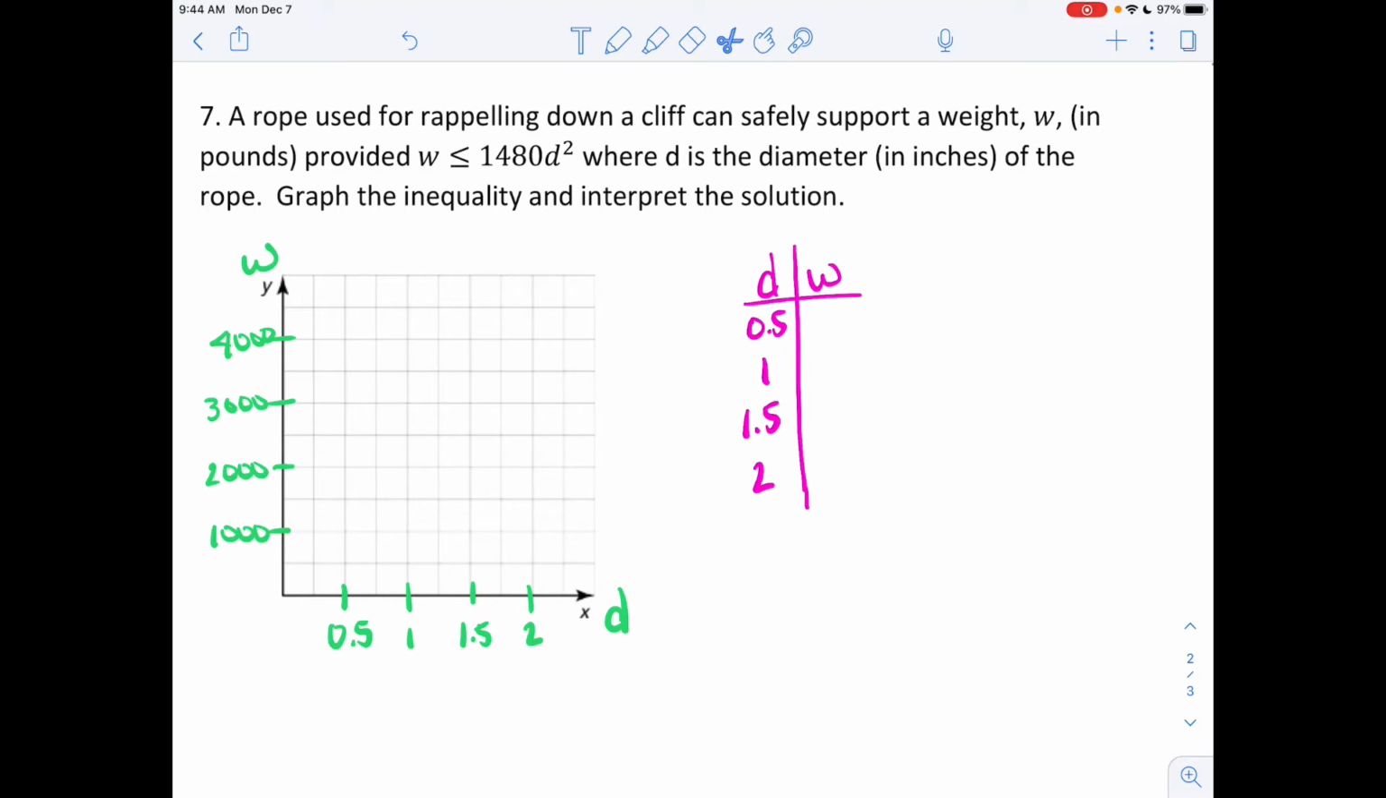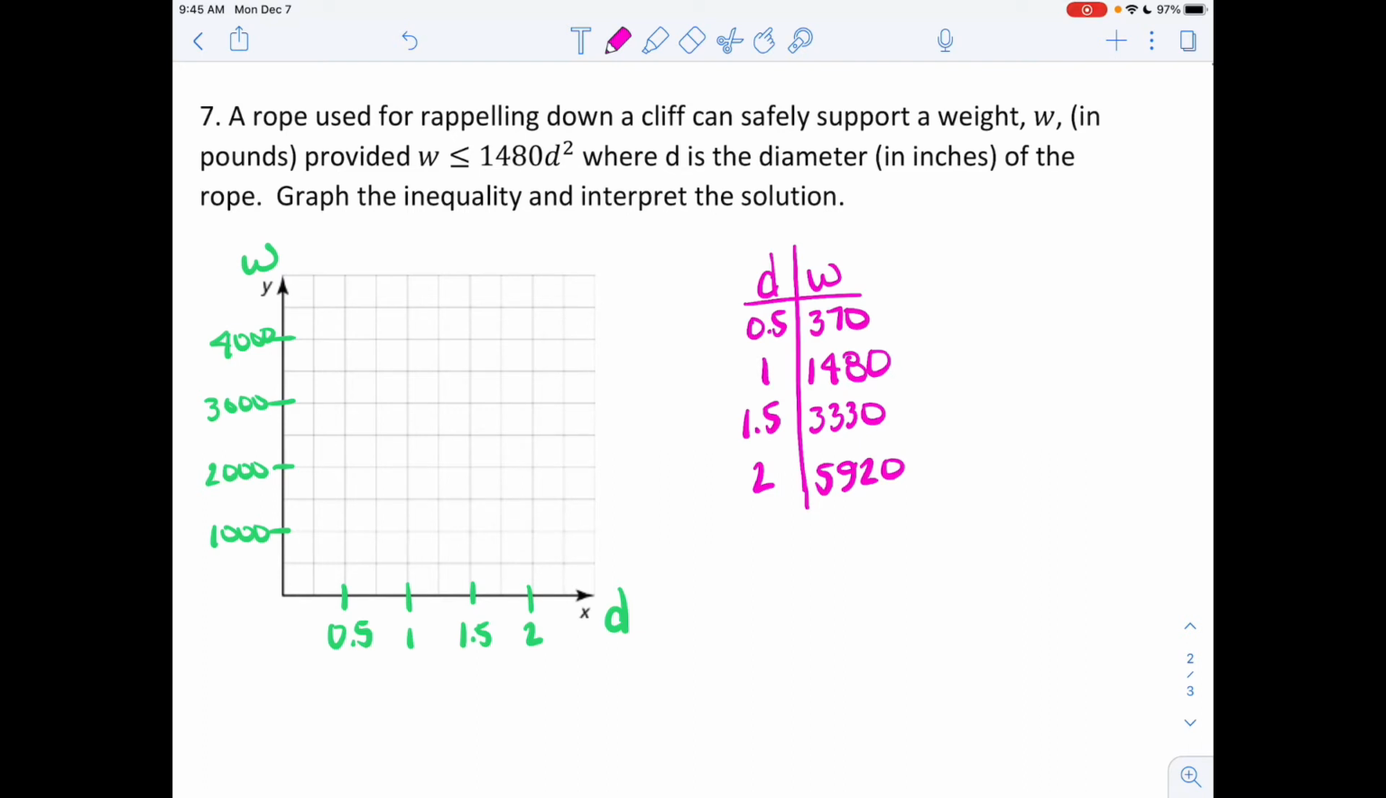If I plug in 0.5 for D, square it and multiply by 1480, and obviously you'll want to use your calculator for this, I get 370. If I plug in 1 for D, I get 1480, because 1 squared times 1480 is 1480. Doing the same thing for 1.5, I get 3330, and for 2, I get 5920. So I want to go ahead and graph those.